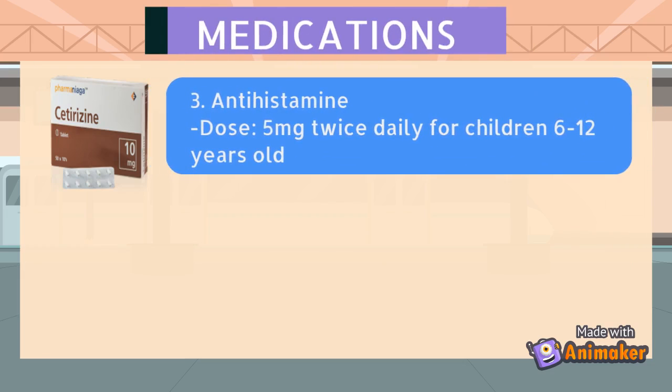Next is antihistamine, which is used in treating sinus infection due to allergy. It acts by blocking histamine binding to peripheral histamine receptors, thus reducing the allergy symptoms. For example, cetirizine tablet, and the dose for children between 6 and 12 years is 5 mg twice daily.